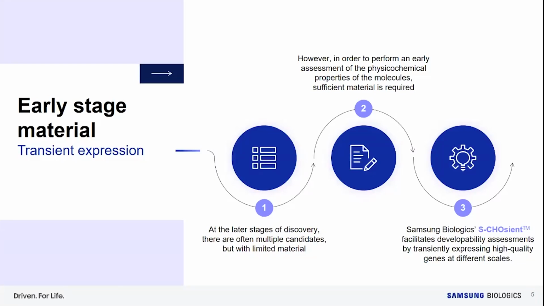So at the later stages of discovery, there are often multiple candidates to be evaluated. In order to perform a developability assessment of the multiple candidates, sufficient material is required. And SBL offers a platform called S-CHOSIN, which is capable of producing quality material by transient expression for the purposes of developability assessments.